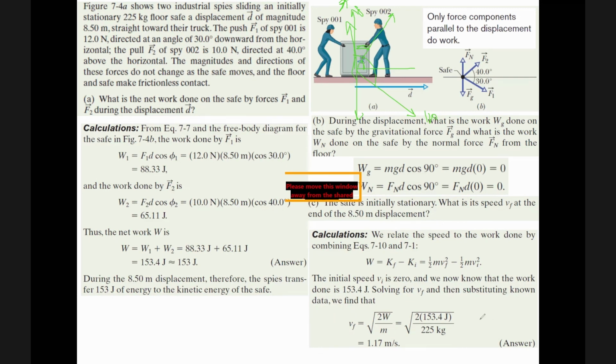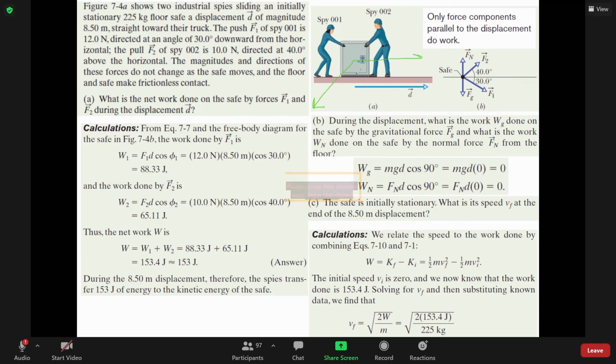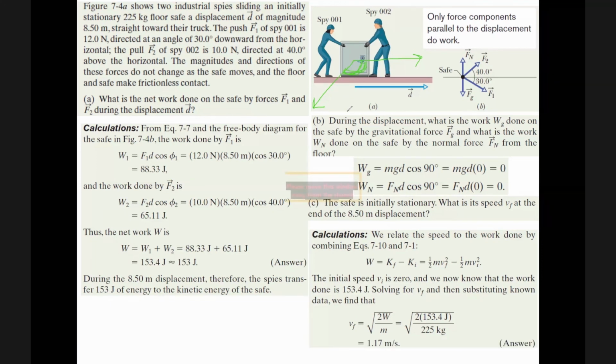Now let's add another force. There is another one applying this force, and the displacement is to the right. Where is the angle between them? If I know the angle between them, I can find work number 3, and I can even add it to the other forces. If he said now 3 spies are applying force, please think about this example. It's a very interesting example.